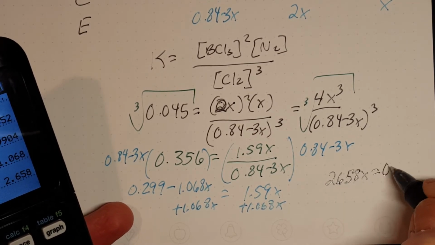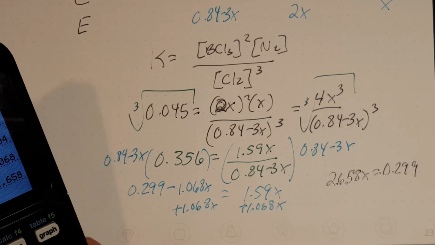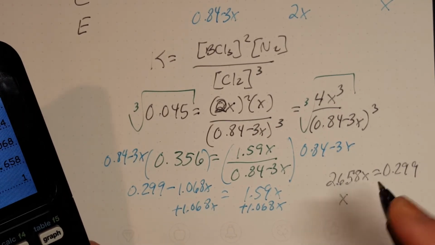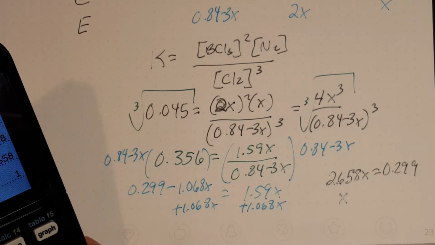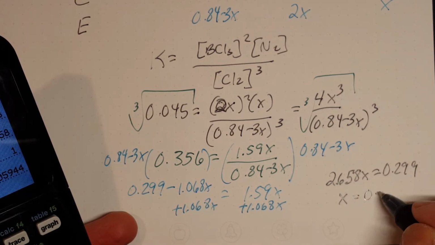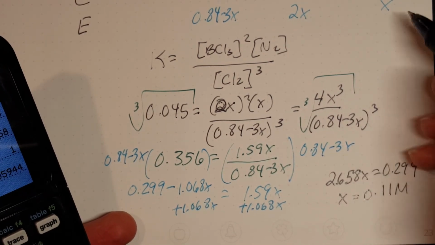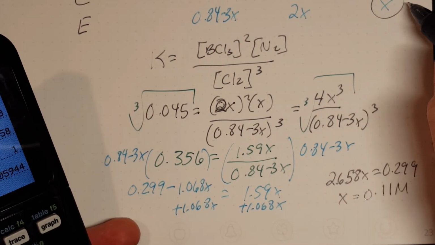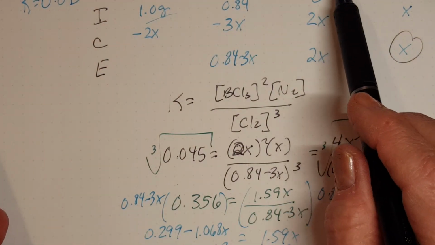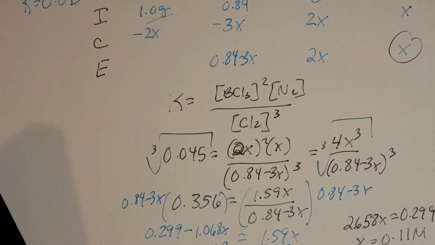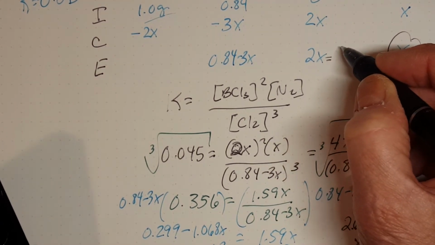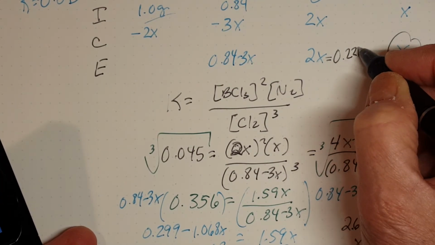is equal to 0.299. And so divide by 2.658, 0.299 divided by 2.658. We get x is equal to 0.11 molarity. So that's what x is, so your nitrogen would be 0.11. And so we're looking for the concentration of the BCl3, so that's going to be 2x. And so the concentration of the BCl3 is going to be 0.22 molarity at equilibrium.